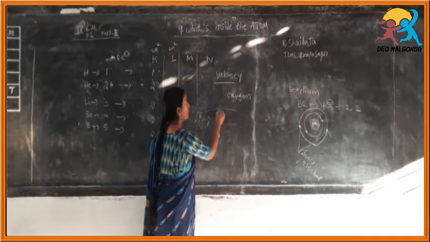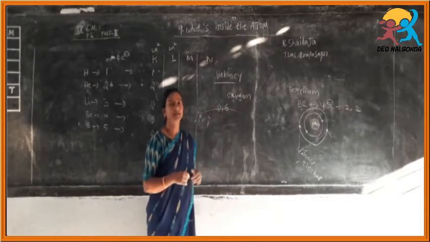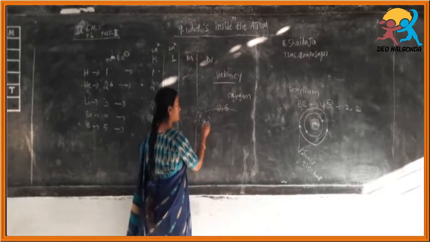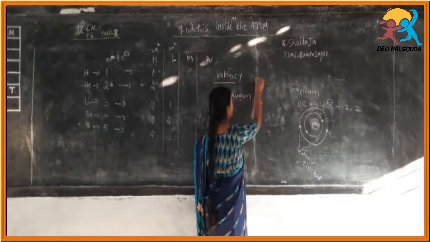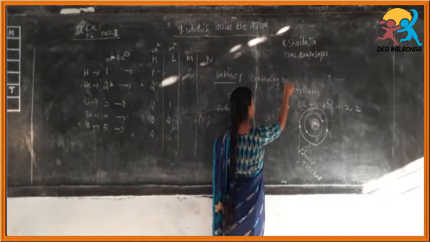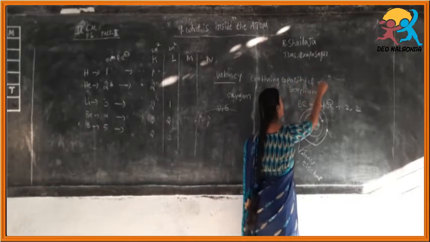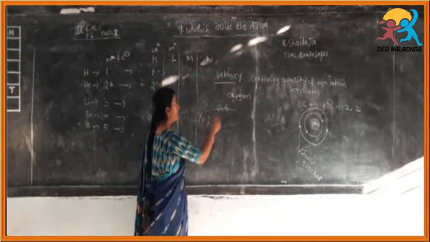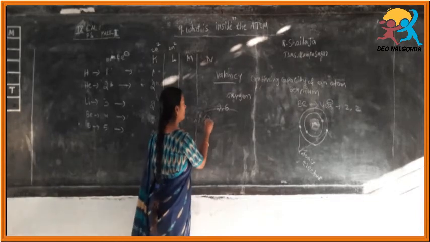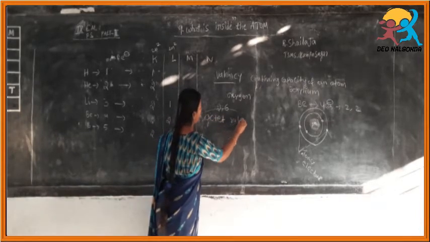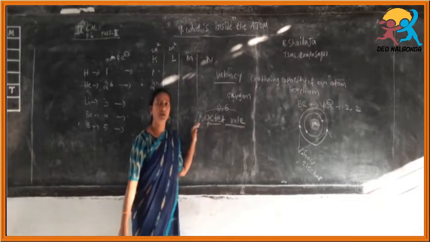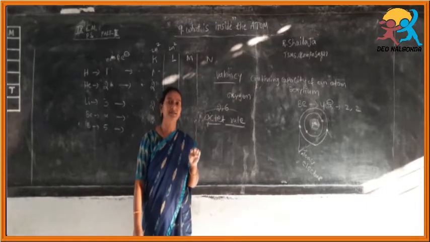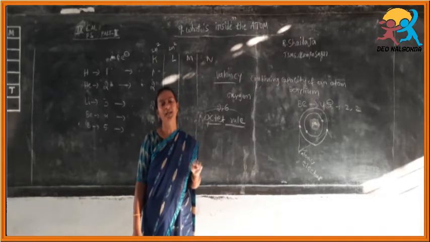Here, oxygen: 2, 6. First shell 2 electrons, second shell 6 electrons. The combining capacity of an atom is considered as its valency. To express the combining capacity of oxygen, before that we have to know the octet rule. What is the octet rule? Having 8 electrons in the outermost shell is the octet rule. If any atom follows the octet rule, it gets more stability.